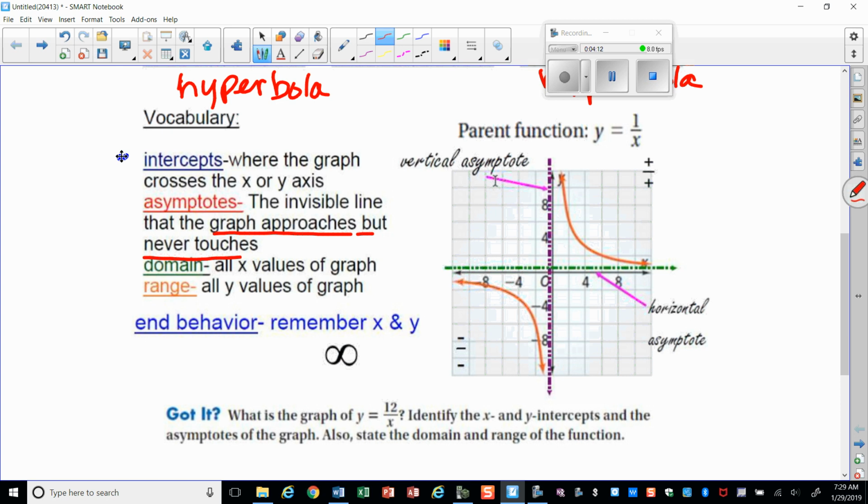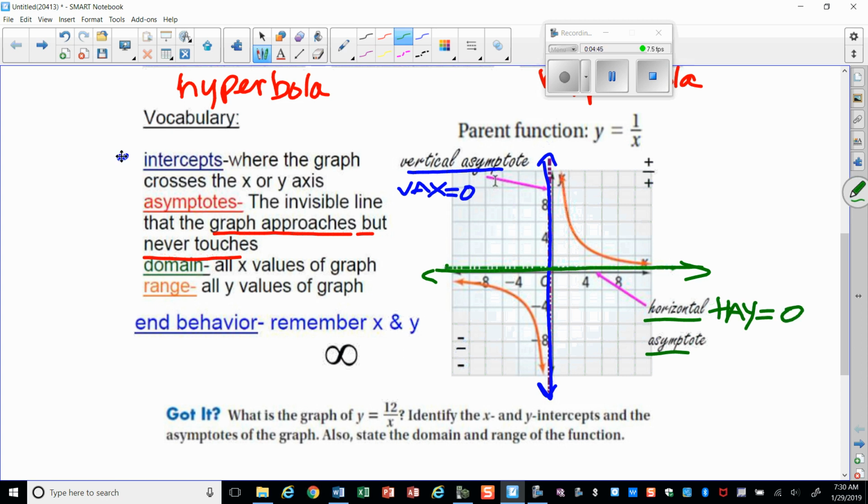That's an asymptote. And so if you look over here, we have a vertical asymptote, which is this vertical line right here. And if it's vertical, a vertical line is always x equals something. So in this case, x equals 0. And then you have a horizontal asymptote right here. That's your horizontal asymptote, and that is always going to be y equals something because it crosses the y-axis. Okay, and then as always, we have a domain and range for x and y.